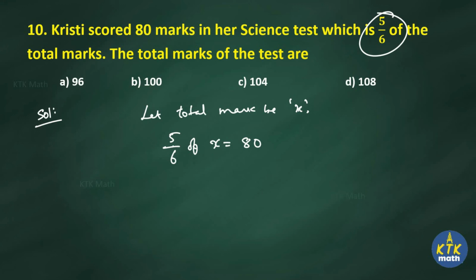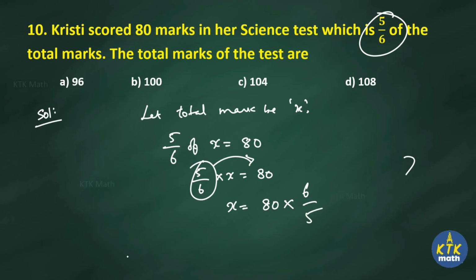So how are we going to write it? 5 by 6 of means what? It is representing multiply, right? Can you understand? So 5 by 6 of the total mark is 80. This is what she got. We are finding how many marks that test was conducted for. So x is equal to 80. This 5 by 6, when transformed to the right hand side, is going to be 6 by 5.